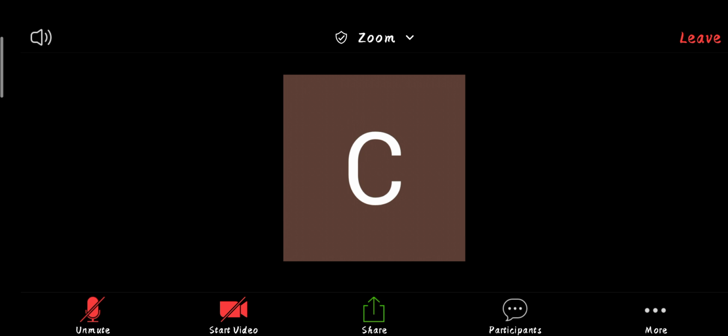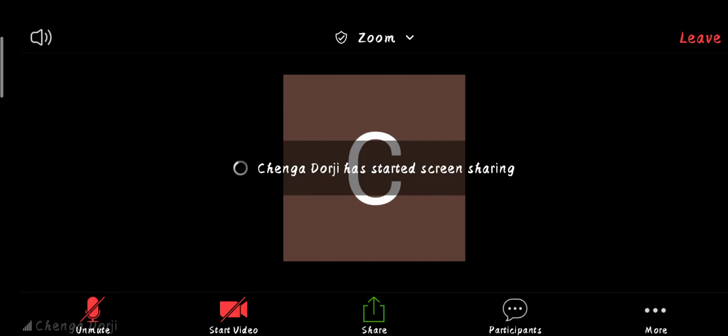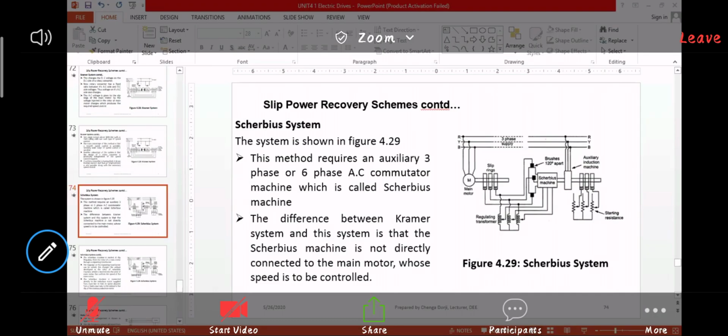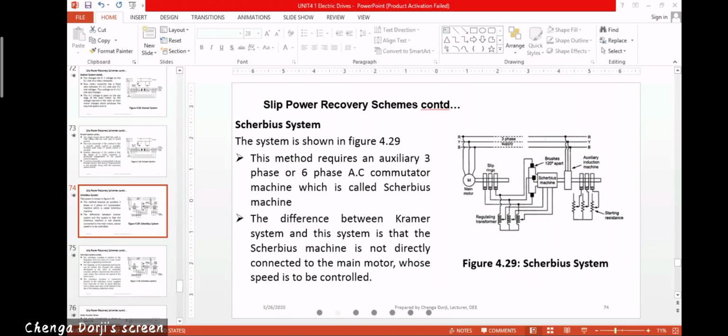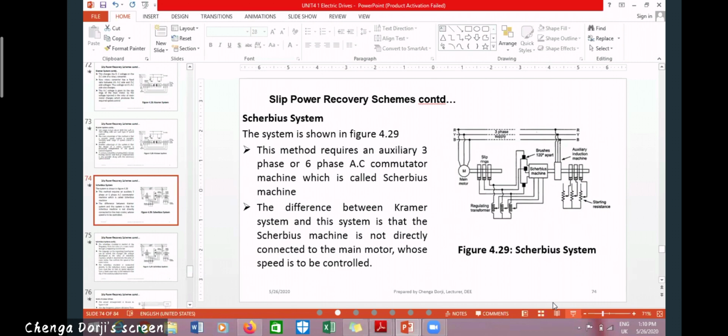So last class we have seen the Kramer system, the slip power recovery system. Now today we will see the Scherbius system of controlling the speed of a three-phase induction motor.